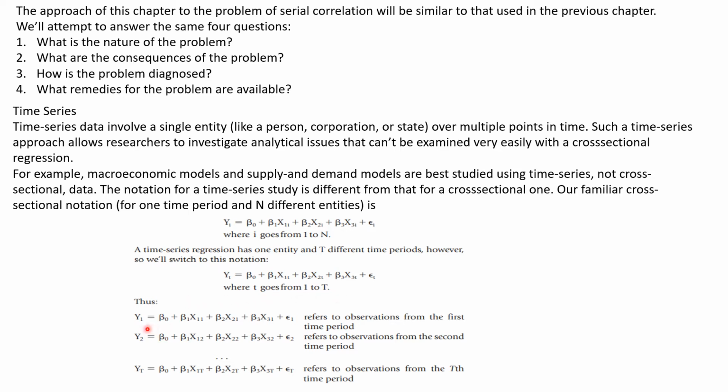Thus, similarly we can write down Y1 = β0 + β1X11 + β2X21 + β3X31 + ε1. It refers to the observation from the first time period. And then Y2 = β0 + β1X12 + β2X22 + β3X32 + ε2. It refers to the observation from the second period. Then Yt = β0 + β1X1t + β2X2t + β3X3t + εt. It refers to the observation from the T-th time period. So you can see that this is the example of the time series.